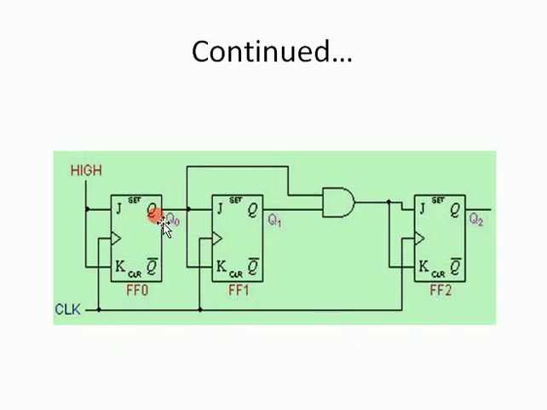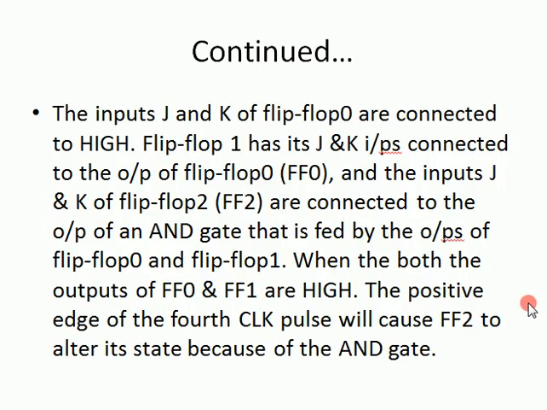And the second thing is that the output of the first flip-flop is going to an AND gate. Similarly, the output of the second flip-flop is also going to the AND gate, and the output of this AND gate is going to the J input of the last flip-flop, and this same output is going to the K. Here the first one is FF0, the second one is FF1 and the third one is FF2. So now in this case, the inputs J and K of flip-flop 0 are connected to high.